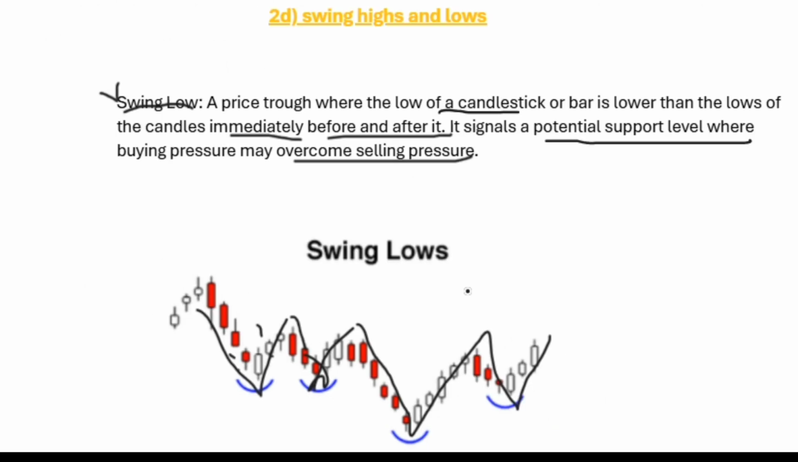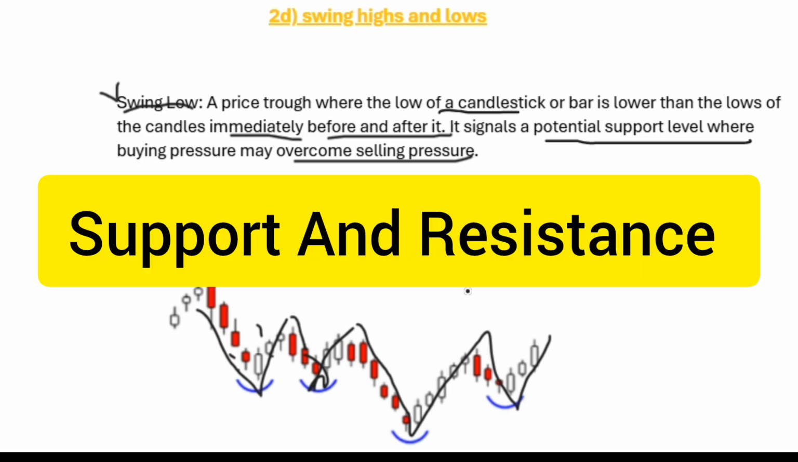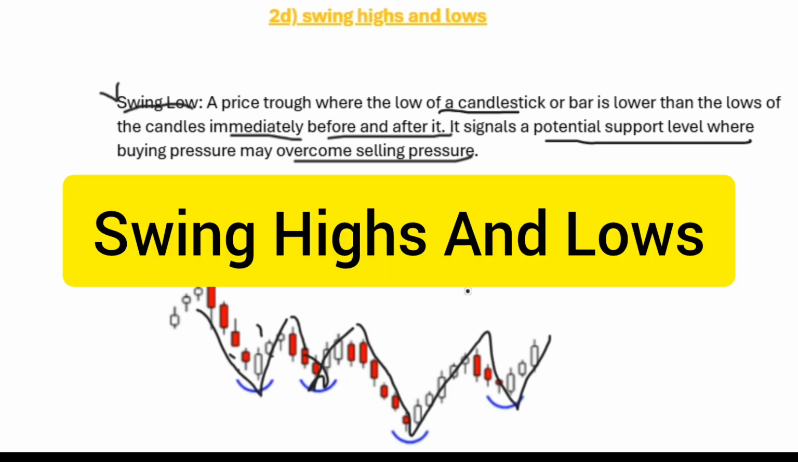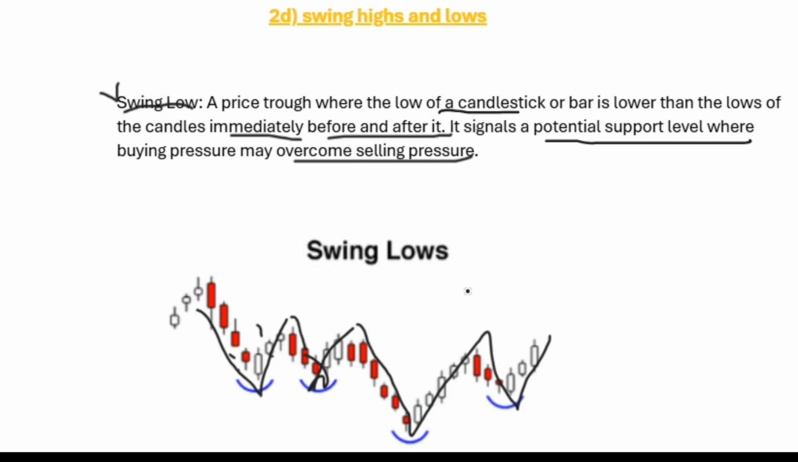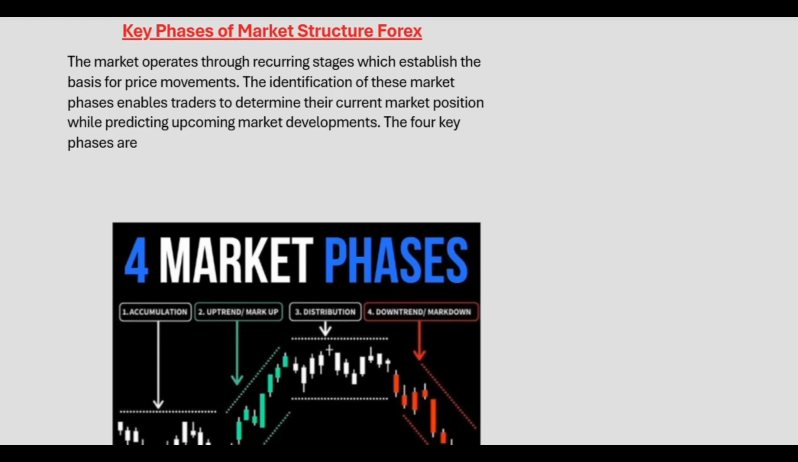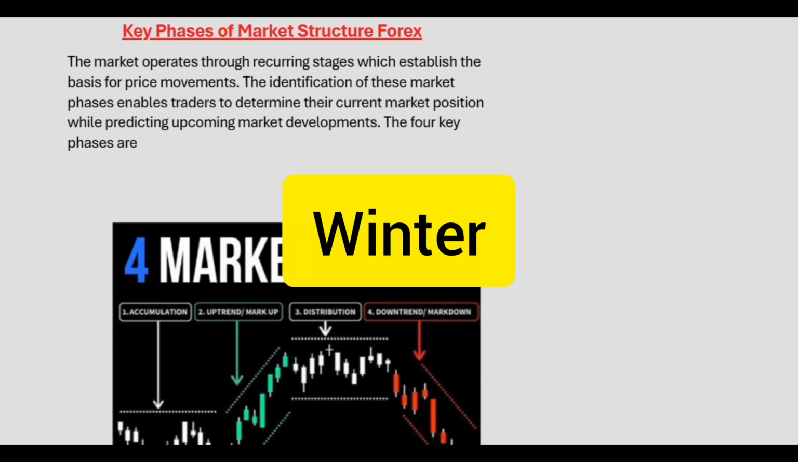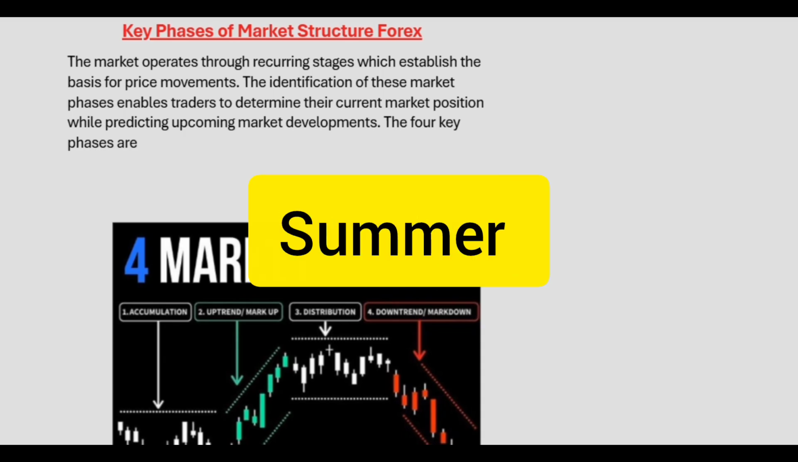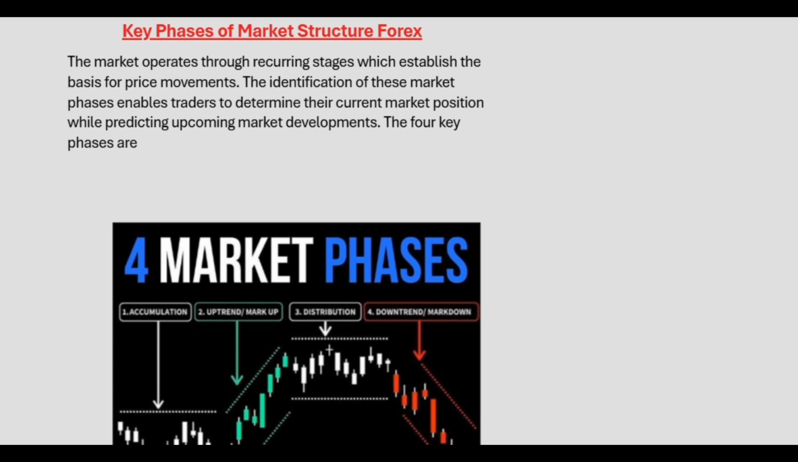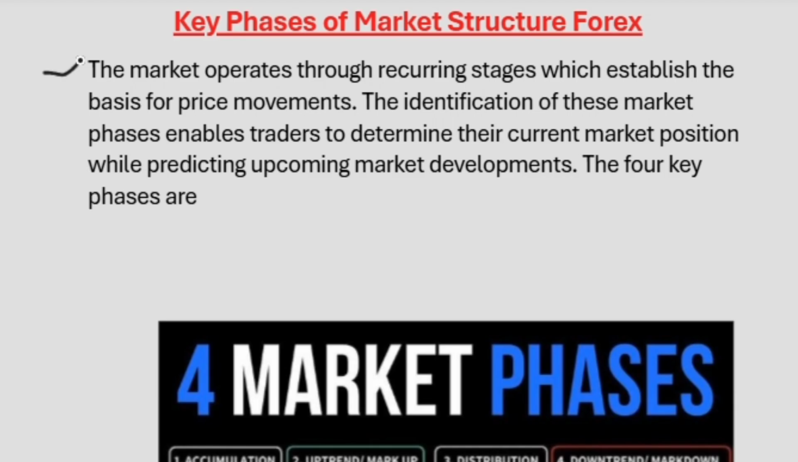Okay. Now, after understanding the key components of market structure in Forex, which contain price action, trends, support and resistance, and swing highs and lows, let us look at the third topic, which is the key phases of market structure in Forex. Just like the weather has phases, for example winter and summer, the market also has key phases. The market operates through recurring stages which establish the basis for price movement.